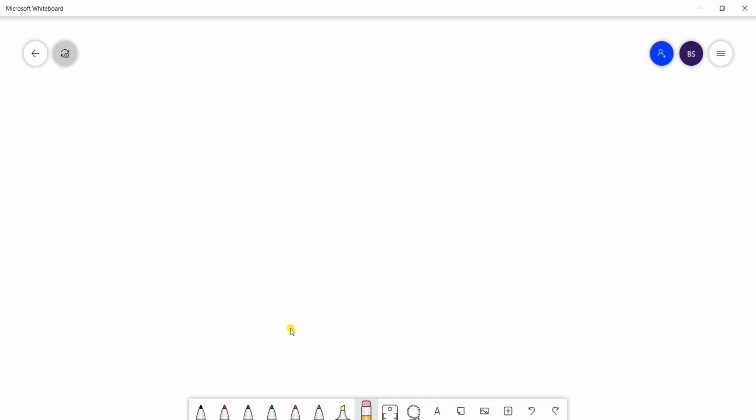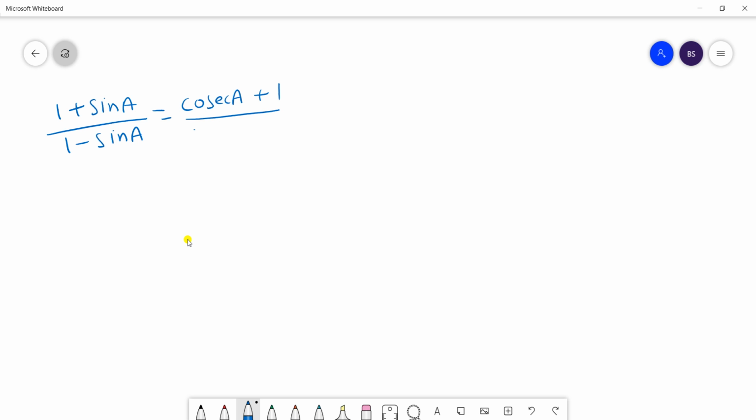So the second question in this series is here: (1 plus sin a) divide by (1 minus sin a) equals (cosec a plus 1) divide by (cosec a minus 1). Again, everyone has to pause before solving this question. Before you see the video, pause this and let's see how you can do it by yourself.